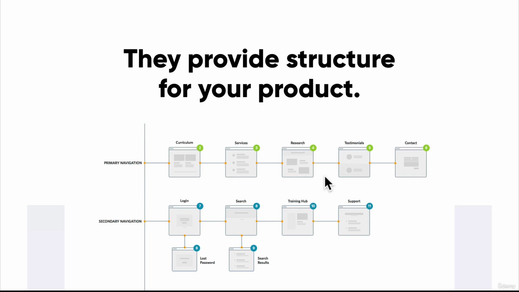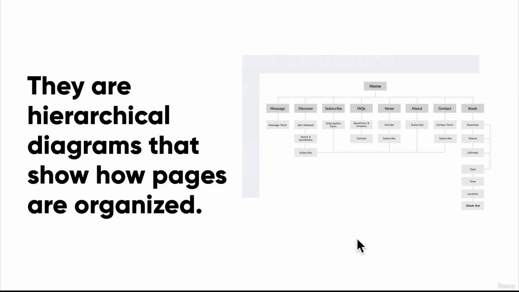They help provide structure for your product. Like, look at this. We have the primary navigation, our secondary navigation. We can really plan out all the different navigation schemes within our product. Sitemaps help a lot. So what are they? Sitemaps are hierarchical diagrams of a website or an application that shows how pages are prioritized.